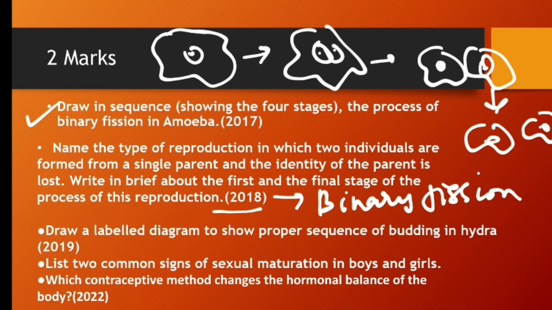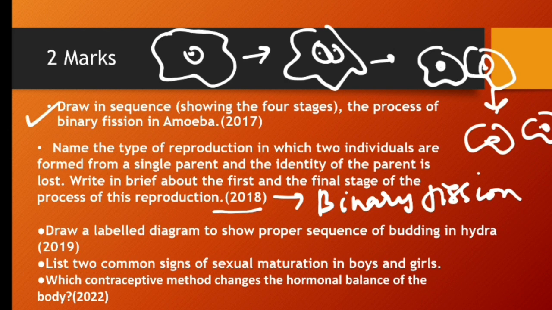The first stage is karyokinesis. Karyokinesis simply means the division of the nucleus, and the final stage is the division of the cytoplasm. So you will write about this karyokinesis and the division of the cytoplasm. Next, draw a neat labelled diagram to show the proper sequence of budding in hydra.